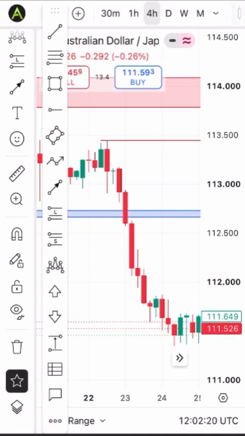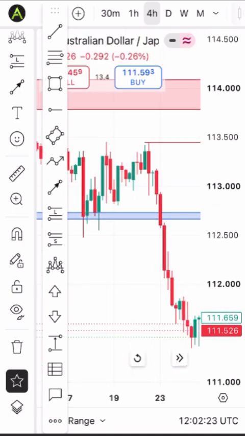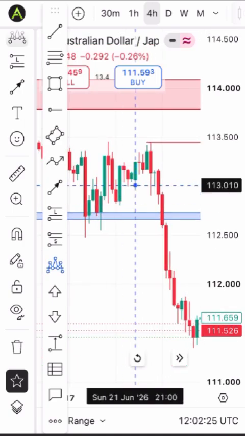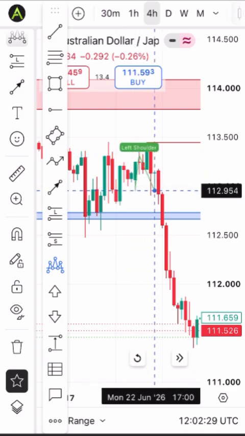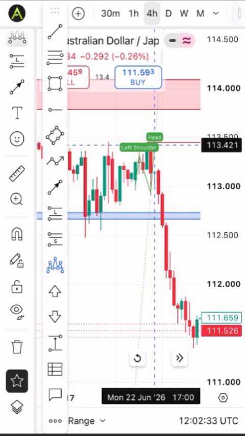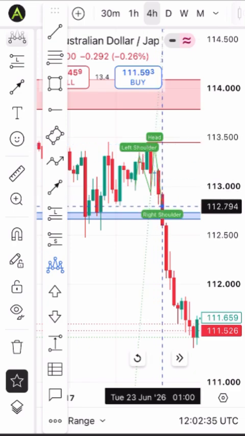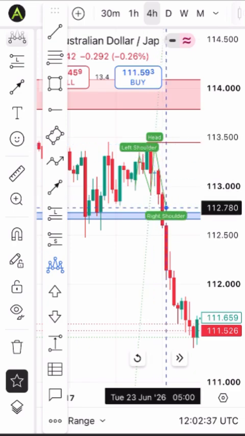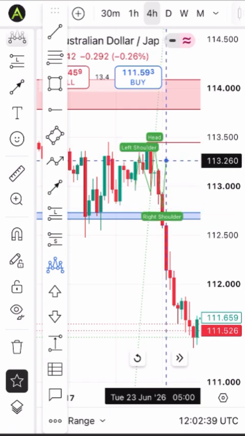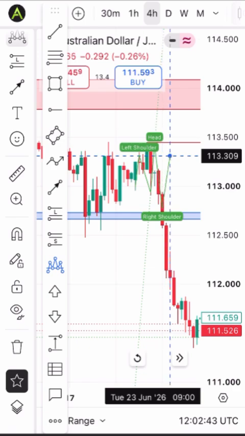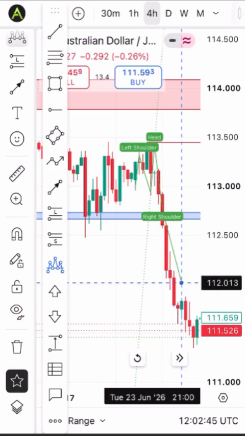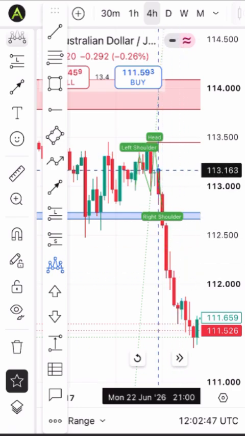Now the 4-hour time frame, I can see something here as well. Let me quickly draw it up. Left shoulder, head. Now there's supposed to be a right shoulder, but notice what happened here. Price didn't form any right shoulder, so it just fell off.